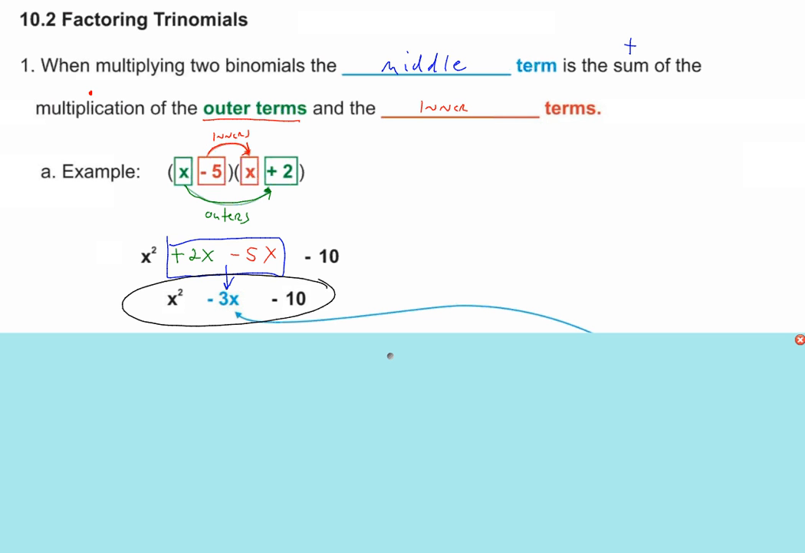So look, in chapter, I don't know, 9, we multiply binomials. In chapter 10, we're going to unmultiply trinomials. We're going to factor it. So again, chapter 9, this becomes this. In chapter 10, this goes back to that. Factoring is a means to an end. Why do you factor? To be able to do something else.